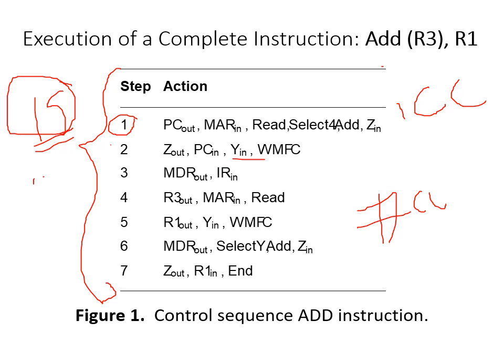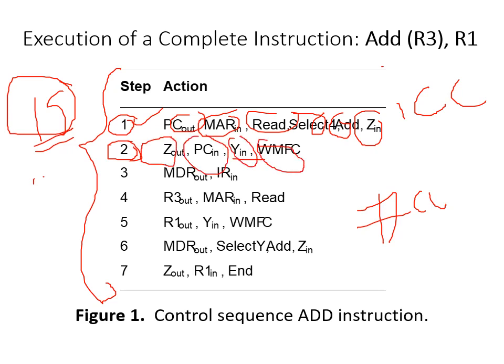So that means in the first clock cycle, the processor has to execute Z in, PC out, MAR in, read, select 4 and add. At the second clock cycle, when compared to the beginning of the add instruction, when the add instruction starts getting executed, from there we are counting clock cycles. Okay. So at the second clock cycle, the processor knows that Z out should be executed, PC in should be executed, Y in should be executed, WMFC should be executed.